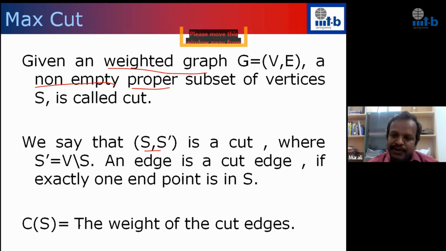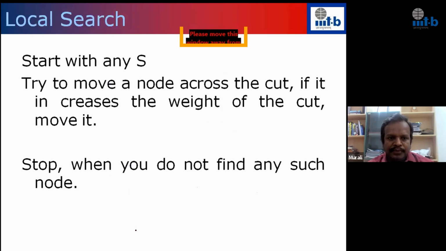What I'm going to show you is a quick, simple two-approximation algorithm to find the maximum cut. The algorithm is called local search. You start with an arbitrary set S as your cut. Now you find the weight of the cut. You just look at all the edges going across this cut and add them up.